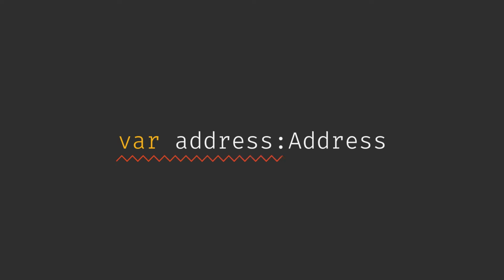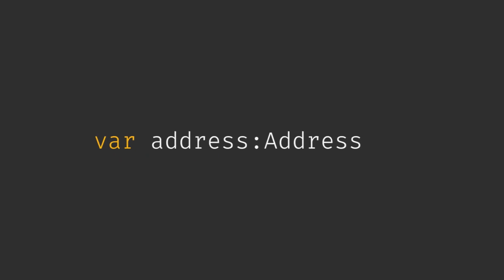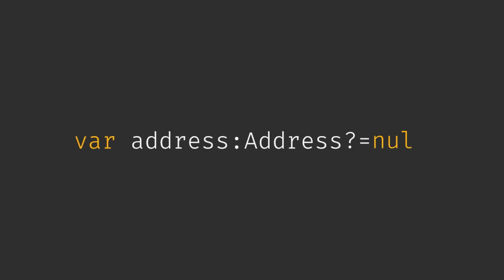Kotlin properties can't be left uninitialized, remember? Otherwise, we have to make it nullable and initialize it with null. What if we are 100% sure that our property will be initialized before being used, and we don't want to lose all the null safety goodies?